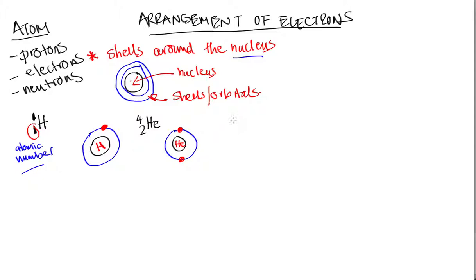Now we can choose a third element, which is lithium, and lithium is 7, 3. We can draw the nucleus, and then we can draw a shell. Now the first shell takes only 2 electrons like that, so we need another shell to take the third electron, which we can put there. So that's lithium.